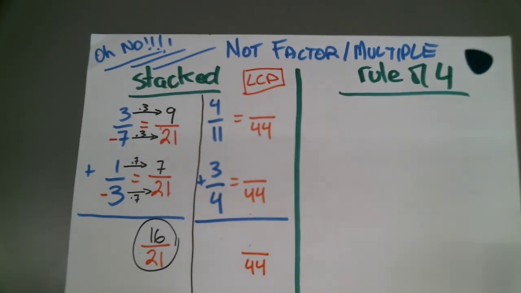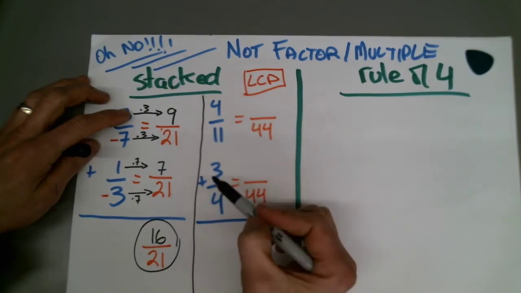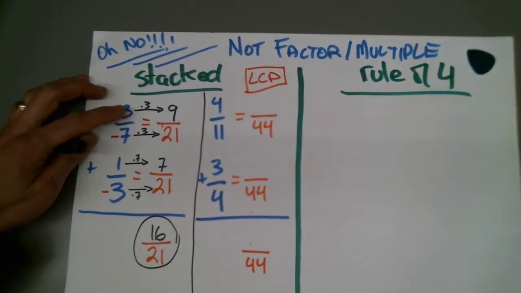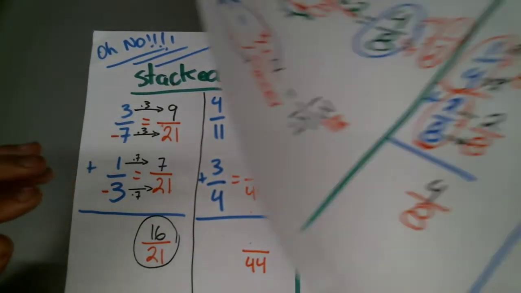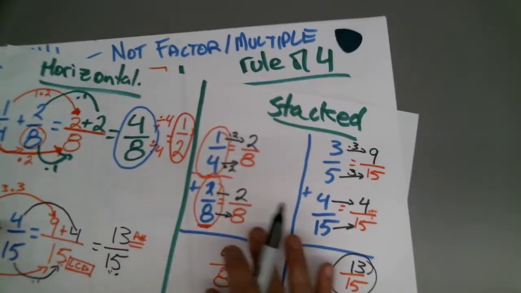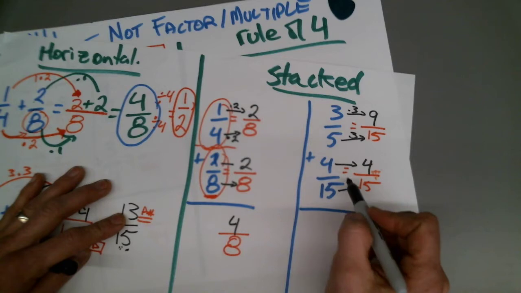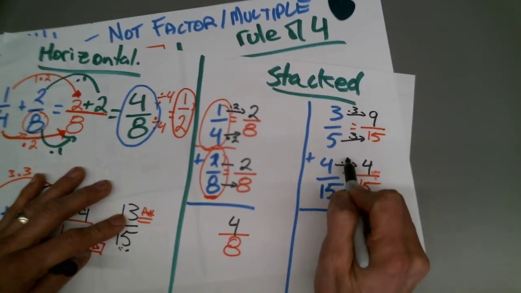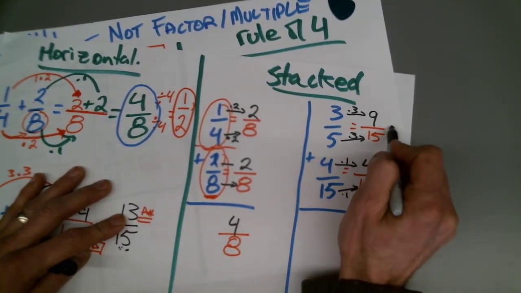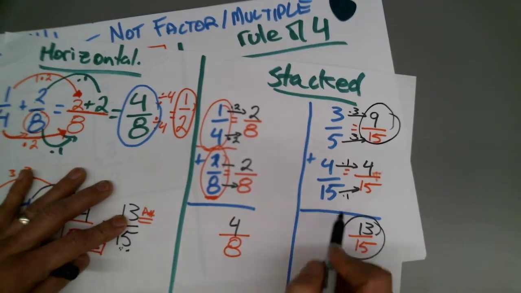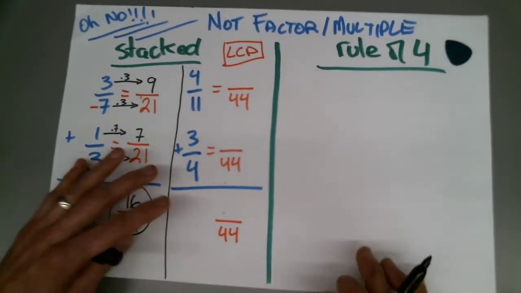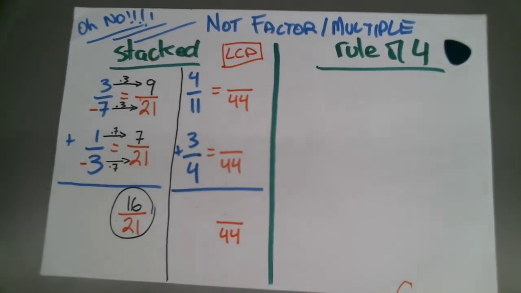So what we actually have to do, why this is so much longer, is that we have to find equivalent fractions for both fractions. When we did our stacked with factors and multiples, see how this one was times by 1? So you only actually have to set one equivalent fraction when one is a factor of the other. But in this one, we got to do it to both.